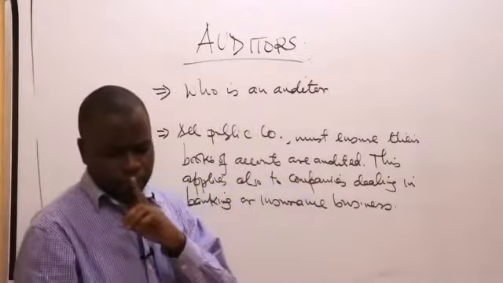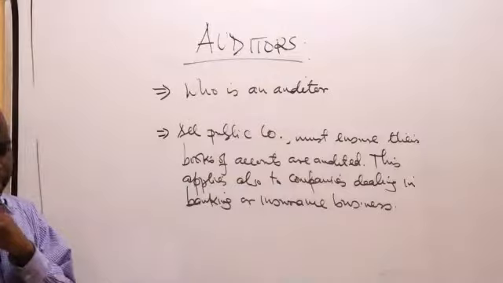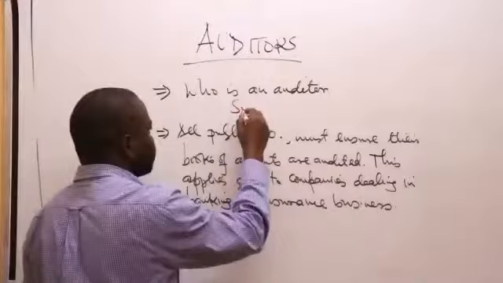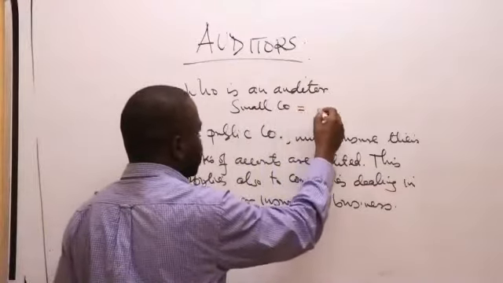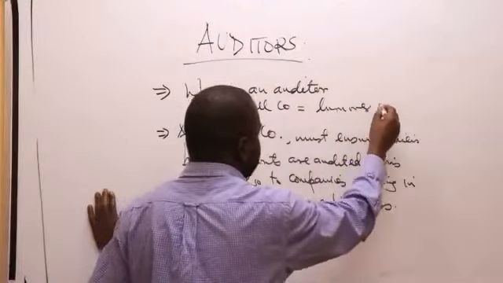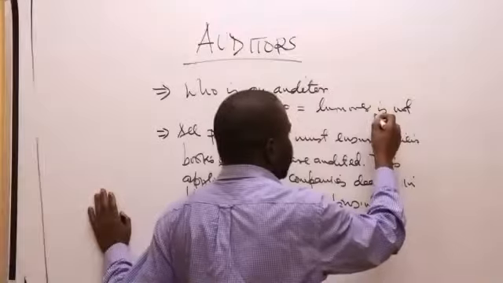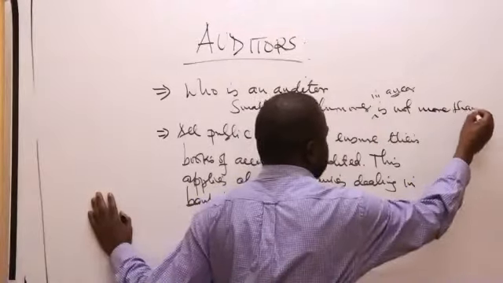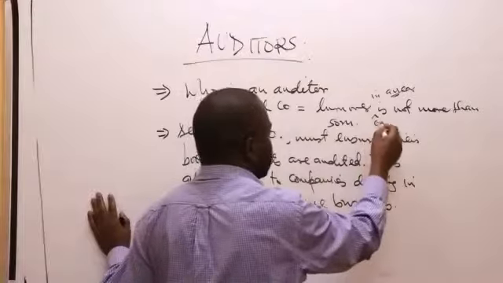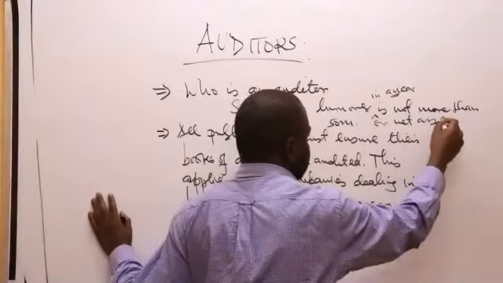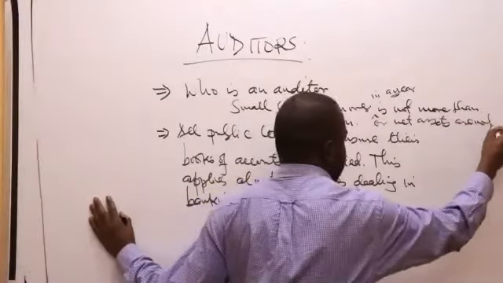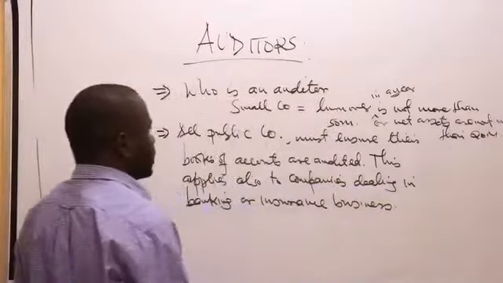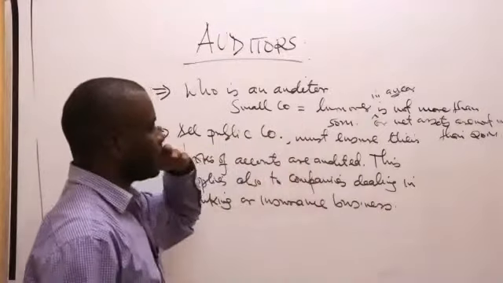So the threshold for ascertaining whether a company is a small company: a small company basically means that the turnover in a year is not more than 50 million, or the net assets are not more than 20 million. In such a case, such a company will be categorized as a small company, a small private company.